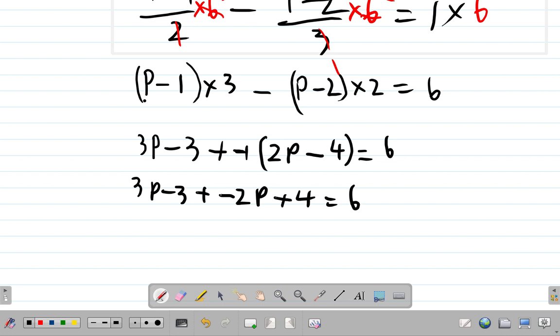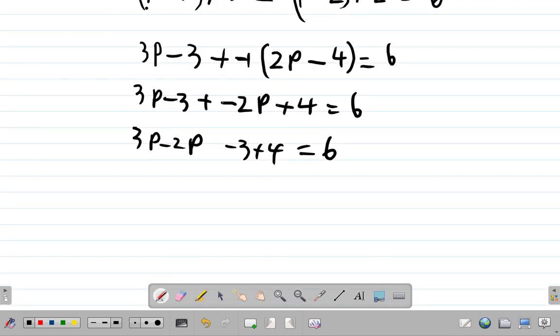Now we have some numbers here and some p's. Let's shift them up, put the p's together, the numbers together. Alright? So you have 3p minus 2p minus 3 plus 4 equals 6. Now 3p minus 2p is only 1p, but 1p is just p. Normally don't bother to write the 1. Minus 3 plus 4 is a positive 1, so it's plus 1. Negative 3 plus 4 is 1 equals 6.